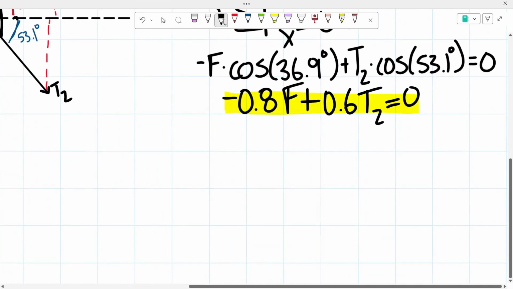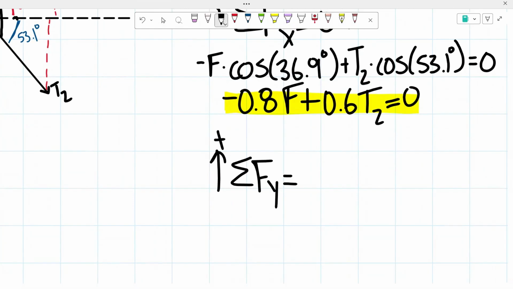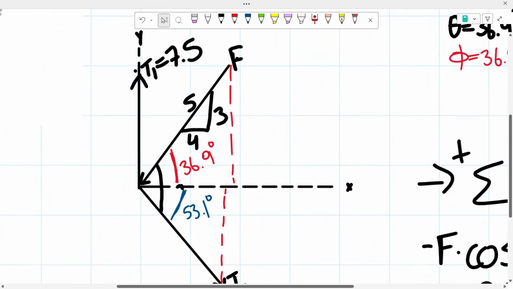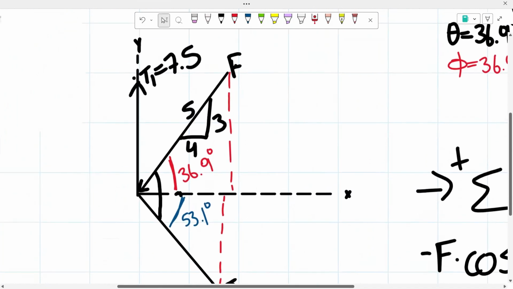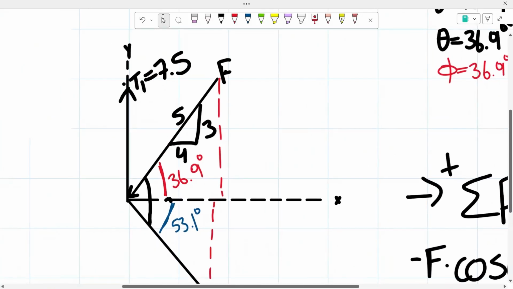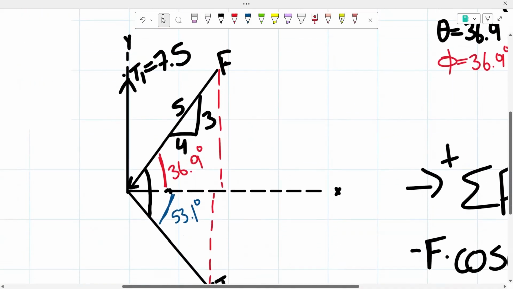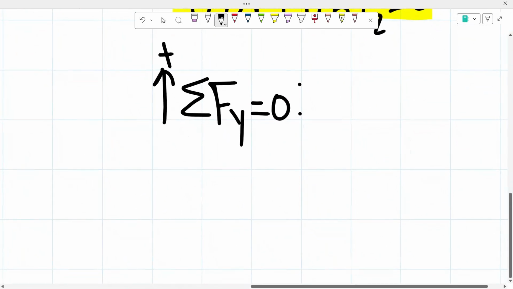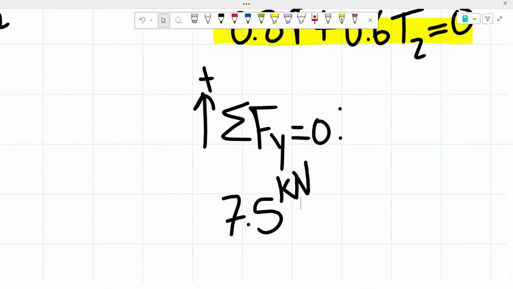Next we have that the sum of the forces in our y direction also have to be equal to 0 to be in equilibrium. So our first y component, our vertical component, is our t sub 1. Remember, our t sub 1 is completely vertical, so we don't have to do anything to it. And remember, anything going upwards is positive, anything going downwards is negative. So this is a positive 7.5 since it is going upwards. So we have 7.5 kilonewtons.